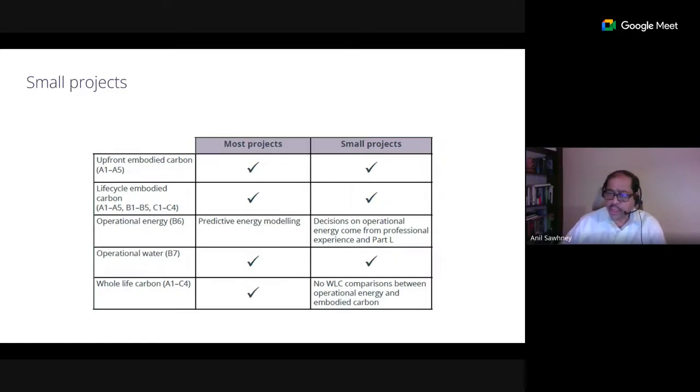If you have a small project, WLC comparisons between operational energy and embodied carbon may not be needed. So you don't need to do that trade-off. Should I put in a building element which is high in embodied carbon and low in operational emissions, or should I go for something that is low embodied but maybe over the years has higher operational emissions? So that's the guidance that the standard provides for small projects.